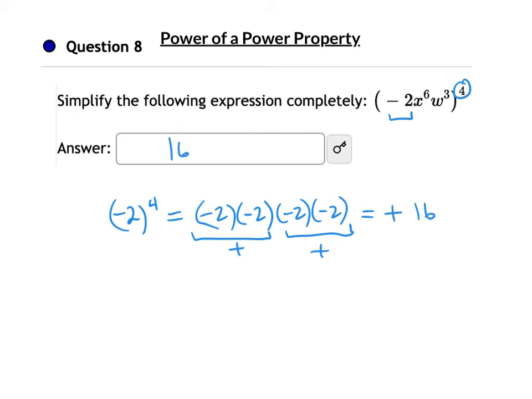16. We're taking x to the 6th to the 4th power. We have a power on a power. We multiply our powers, x to the 24th. And w cubed to the 4th power is w to the 12th.